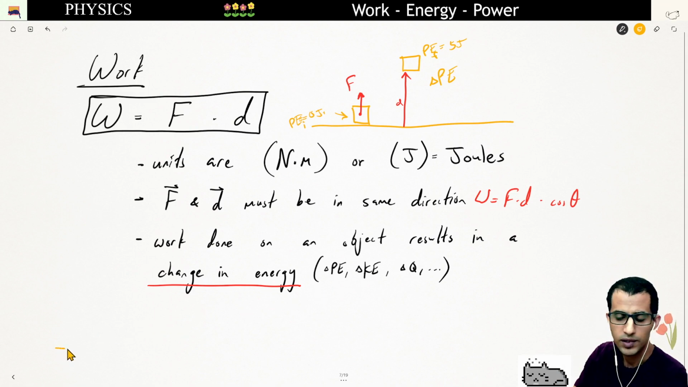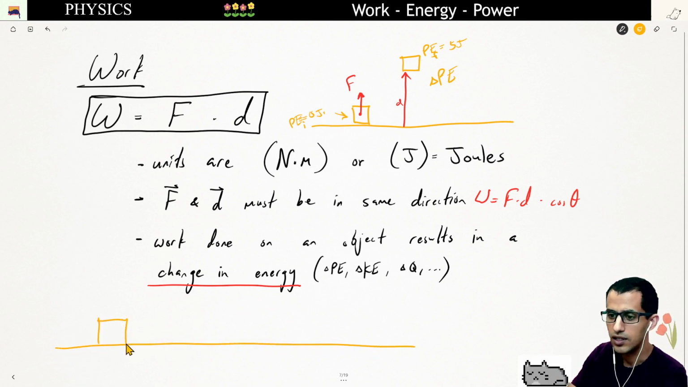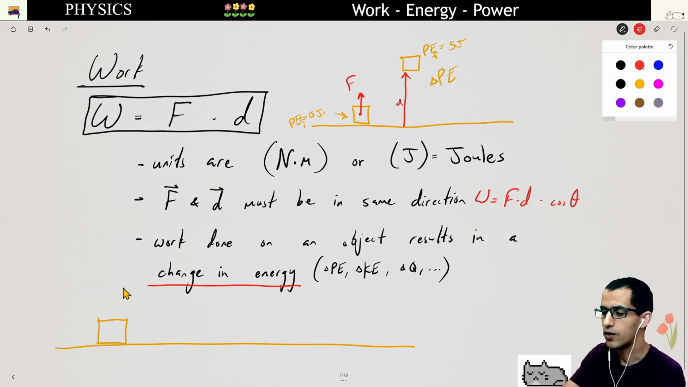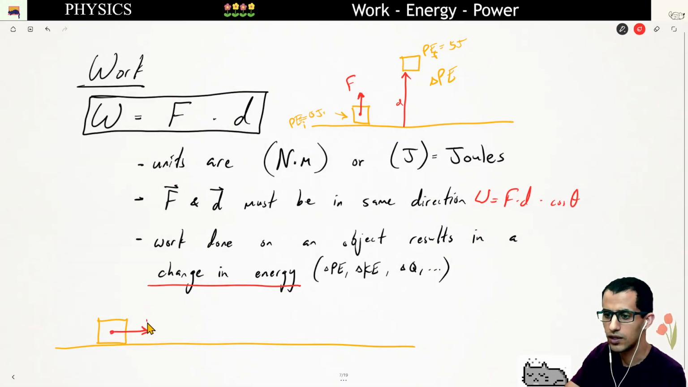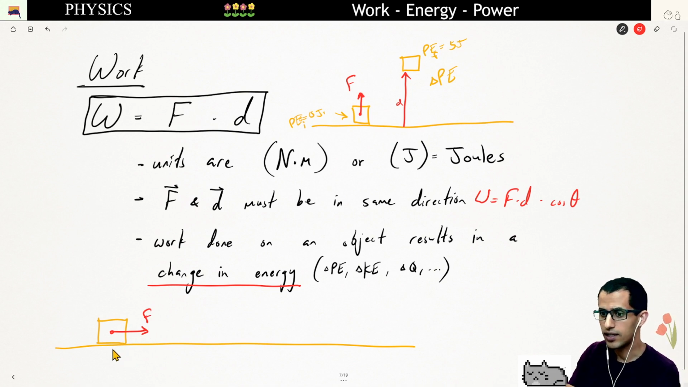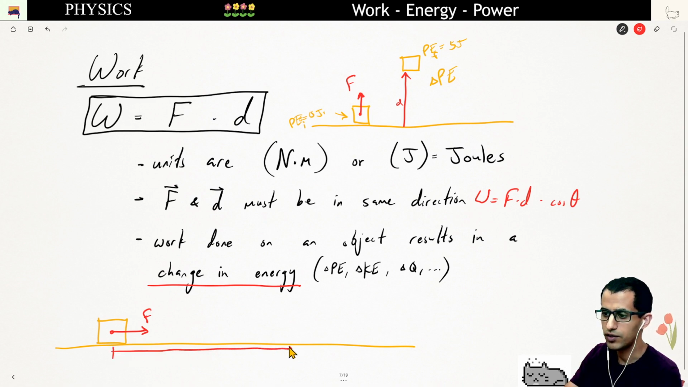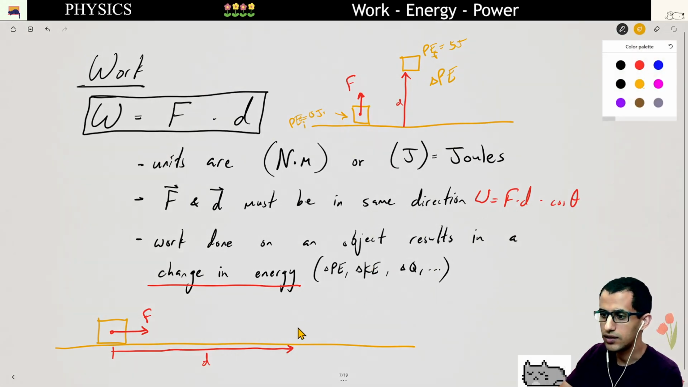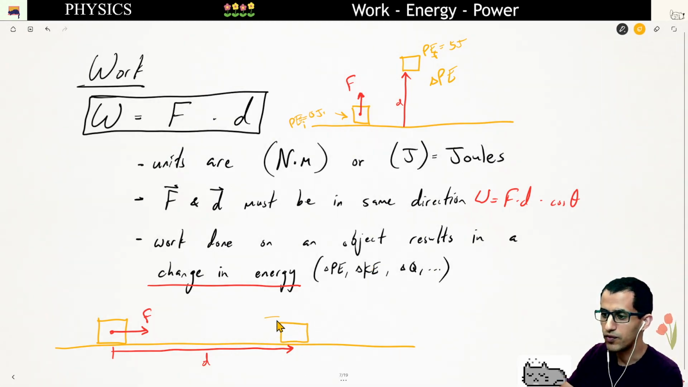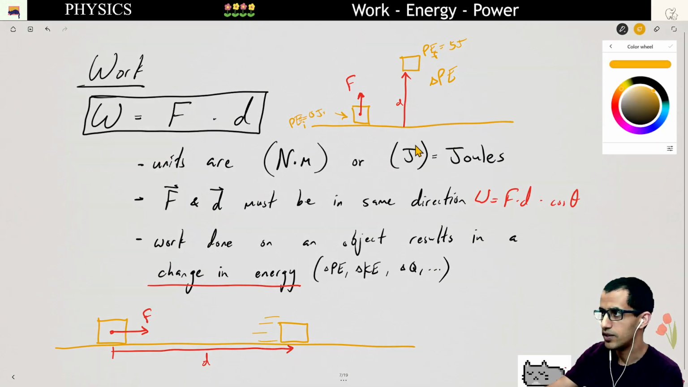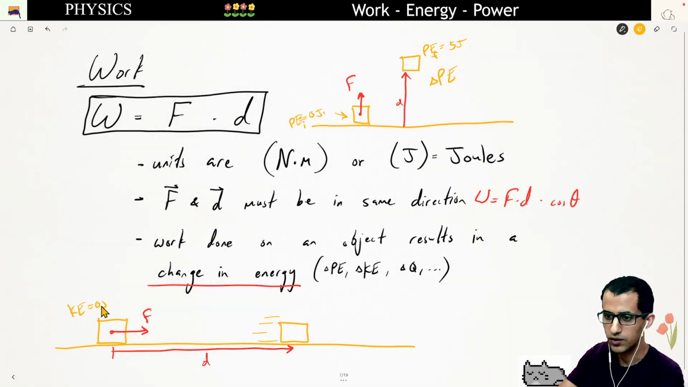Another example of work being done would be if we had that same box on a frictionless surface. This time we applied the force horizontally, and so the box does not gain any height, so it does not gain any potential. Instead, the box would gain kinetic energy. So after pushing the box some distance d, when the box gets here, it will be moving faster. And so maybe the kinetic energy we started off with was 0 joules, and here now the kinetic energy is 5 joules. And so there was a change in kinetic energy in this example.